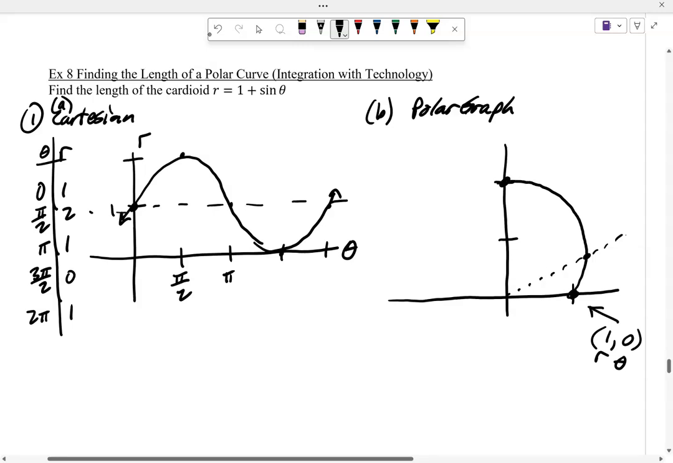In here, we could do pi, a distance of 1. With this, pi gives 1. Anyways, 3 pi over 2, 0. If I rotate 3 pi over 2, I'm just stuck there at 0. Distance is 0.